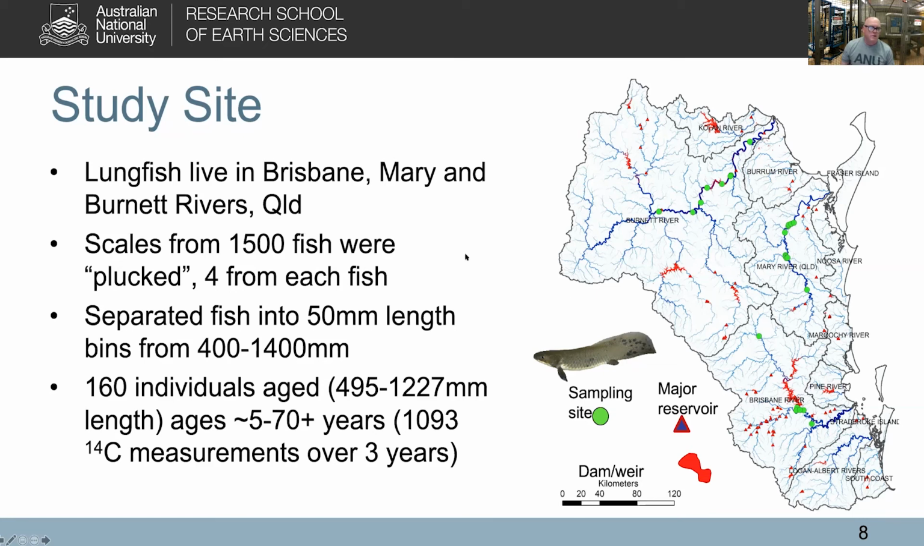Because they're threatened fish, you wouldn't want to kill them anyway. What we did was we just pulled a scale off of each fish. So we collected about 1,500 fish, but we only measured about 120 or 160 of the individuals. And what we found is that they aged anywhere from between 5 years and greater than 70 years old.